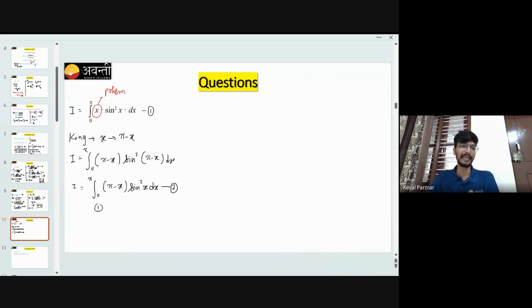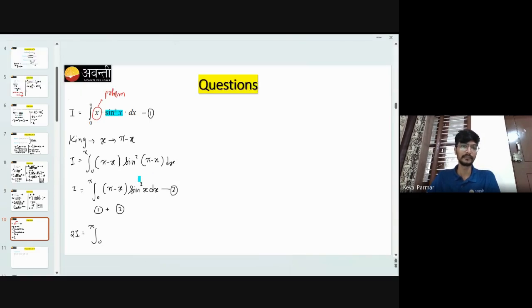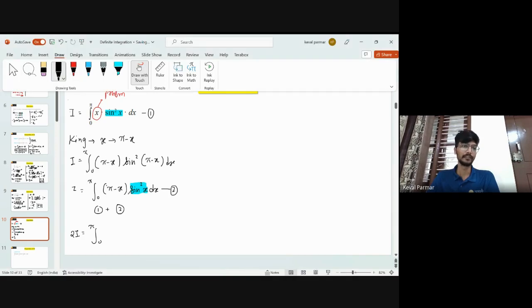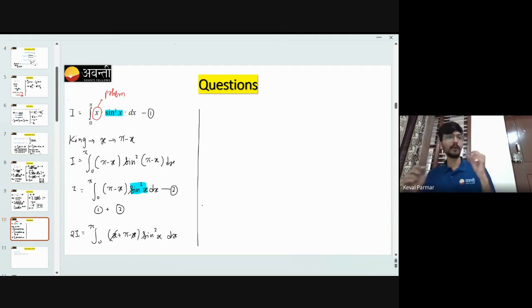What we do now? We add 1 plus 2. So I'll get 2I is equal to integration 0 to pi. As you can see, in both 1 and 2, sine square x is common. So if I take sine square x common, what I'll get inside? I'll get x plus pi minus x. So as you can see, the x gets cancelled. This is what I was talking about. The problem of x can be easily solved by using king and add. After doing king and add, the x will get cancelled.